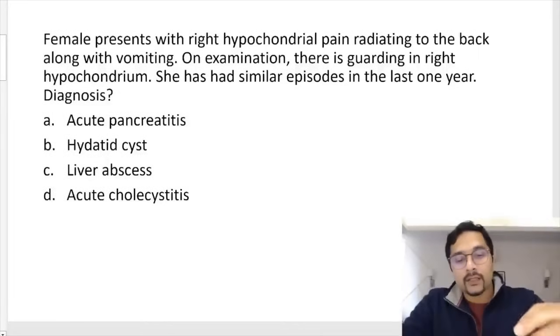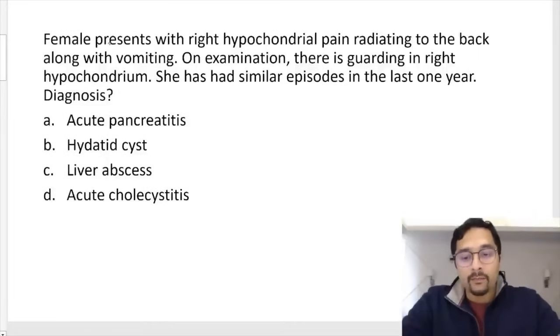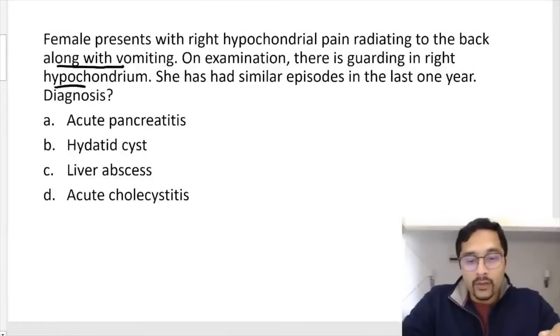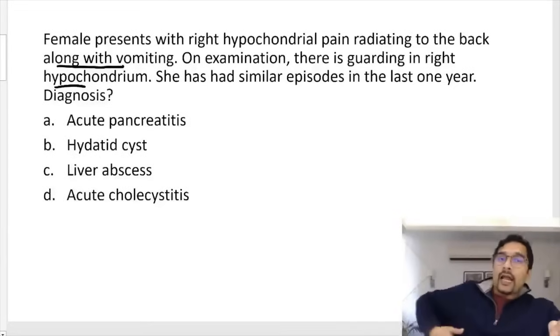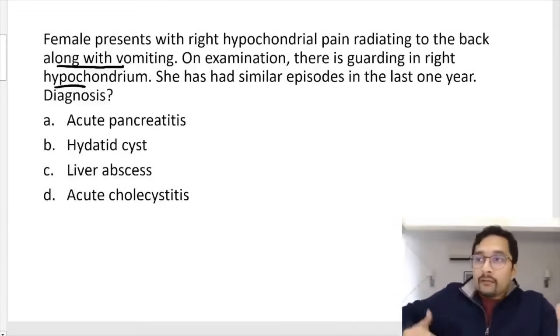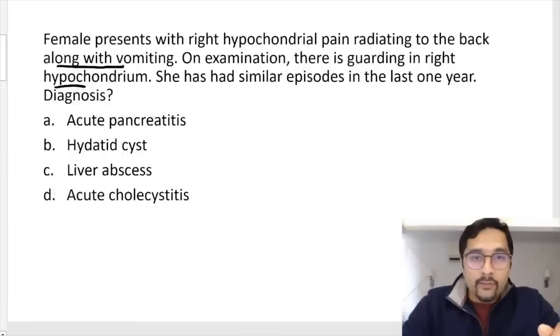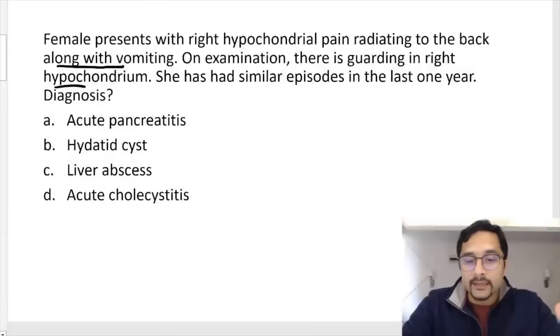A female patient comes with right hypochondrial pain radiating to the back with vomiting. On examination, there is guarding in the right hypochondrium. She has had similar episodes in the last 1 year. So right hypochondrial pain, which structure is there in the right hypochondrium? Gallbladder, that is correct. So when there is cholecystitis, pain can be there in the right hypochondrium and guarding can be there. So the answer is going to be acute cholecystitis.